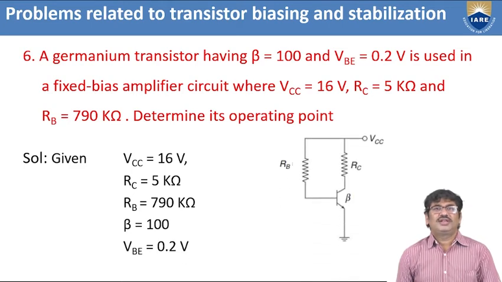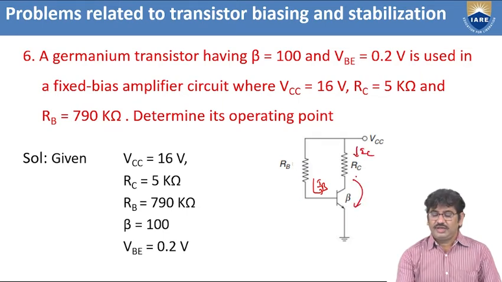The circuit which we are concerned with is fixed bias. For determining the operating point, first we need to find out the base current which is flowing through RB resistance at the base circuit. Then estimate the collector current IC. Then estimate the voltage drop between collector to emitter. The operating point is the VCE, IC values.